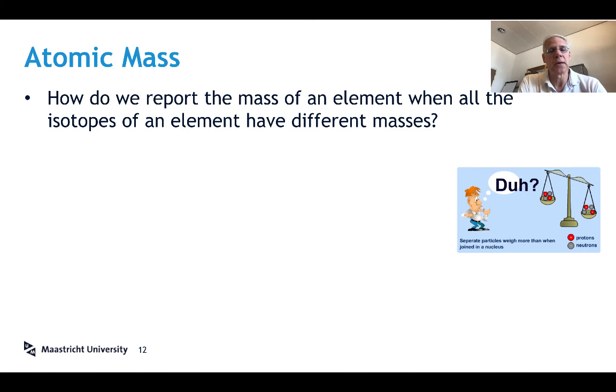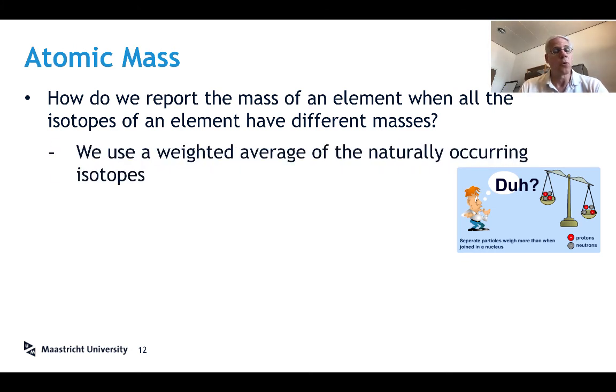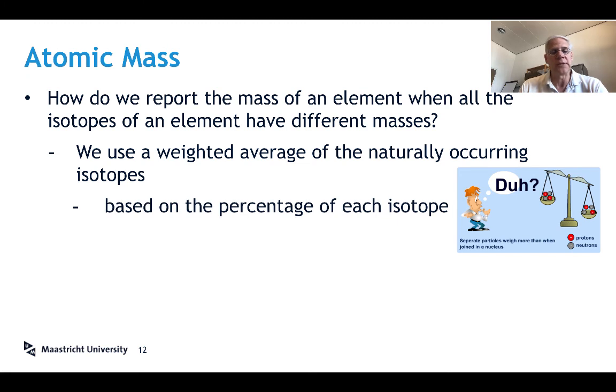Now, if we look at the masses of those neon isotopes, we saw that they all had a different mass. And yet, when we look at the periodic table, we see that there's only one mass listed. So how do we report a single mass of an element when all of the isotopes of the element have different masses? So what we need to do is find a way of averaging all of those different masses. Now, we don't just use a straight average. We use something called a weighted average for all of the naturally occurring isotopes. And when we have a weighted average, it means that we take into account the percentage of each isotope. So what is the naturally occurring percentage for each isotope?